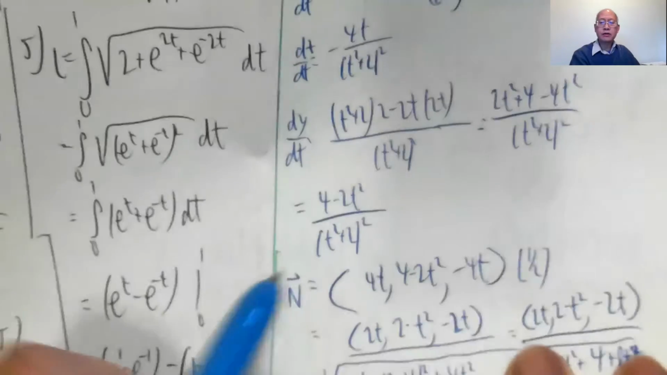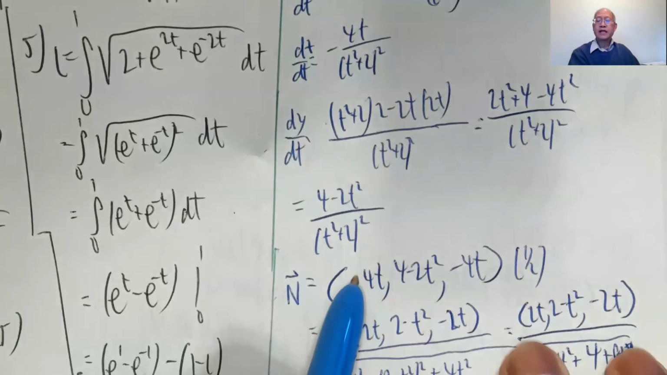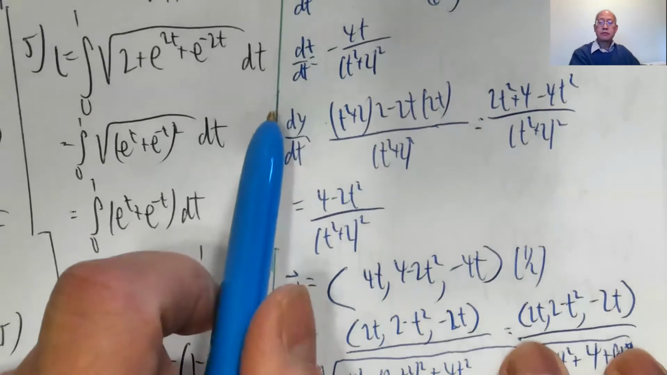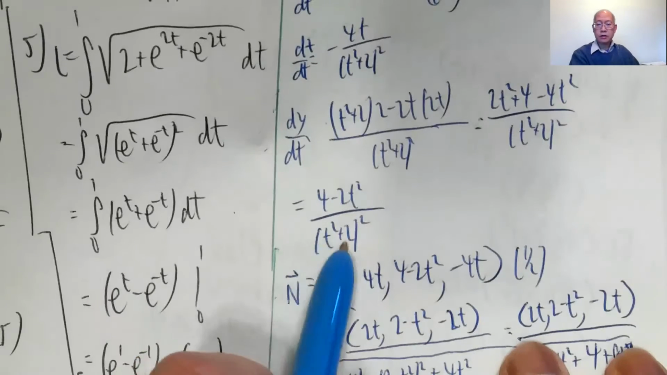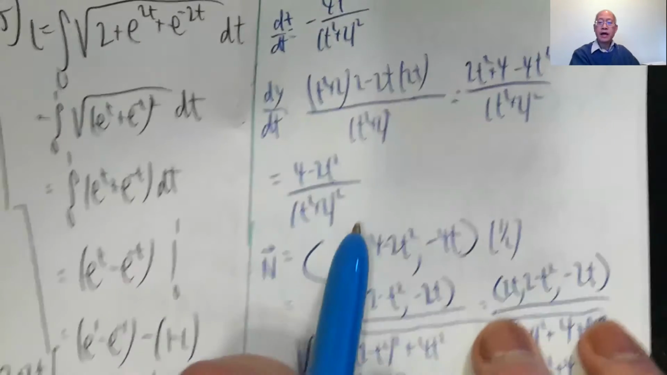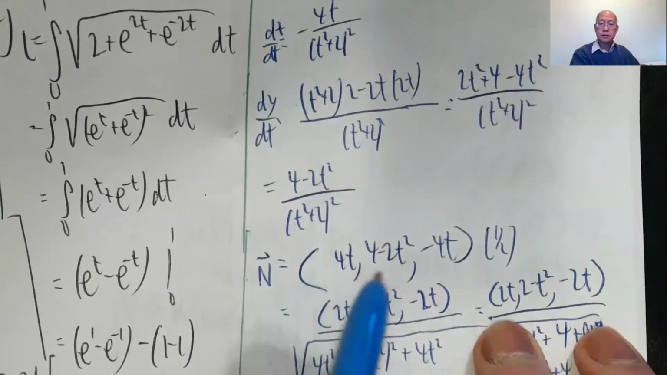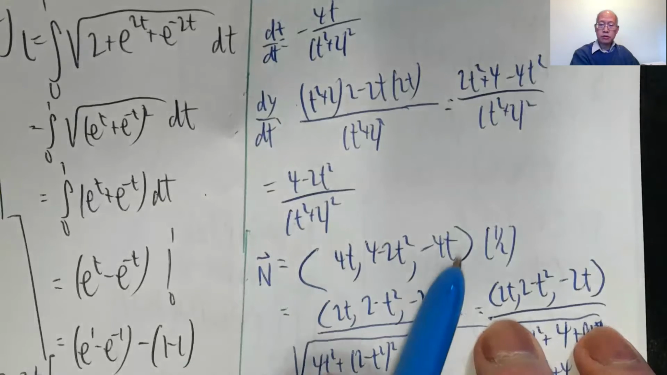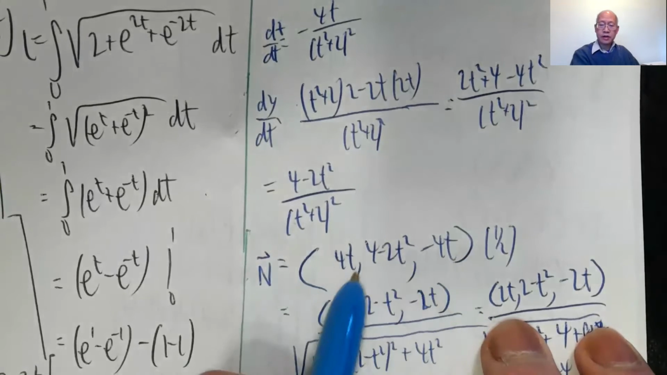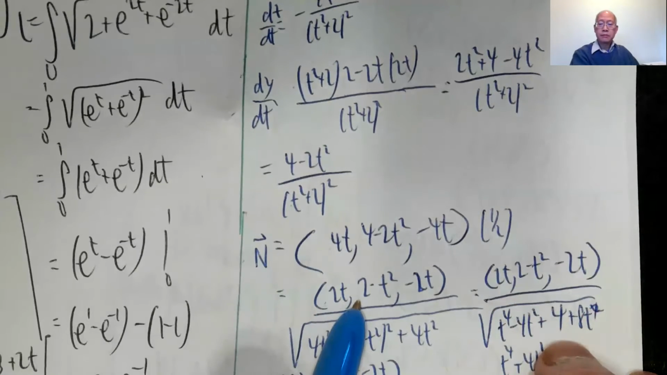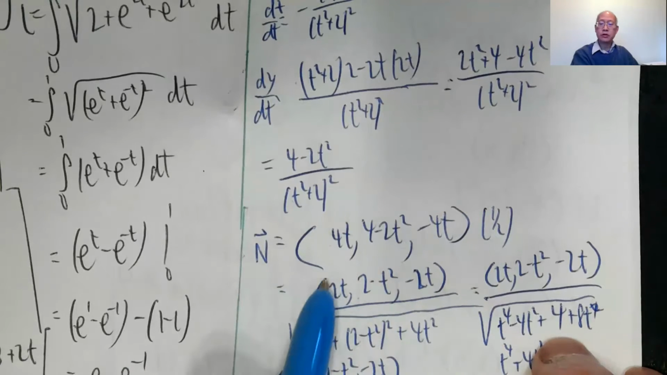So for the unit normal vector, you can take any scalar multiple of the derivative vector. In particular, you can cross off the t squared plus 2 squared, and you can also lose the factor of 2. So I took half of this: 2t, 2 minus t squared, and -2t. Just completely ignore the denominator.